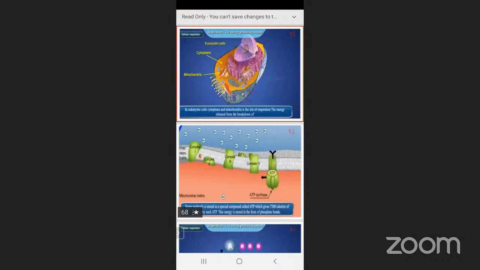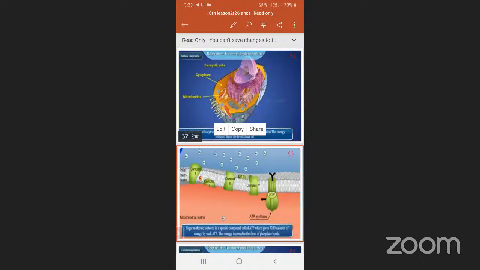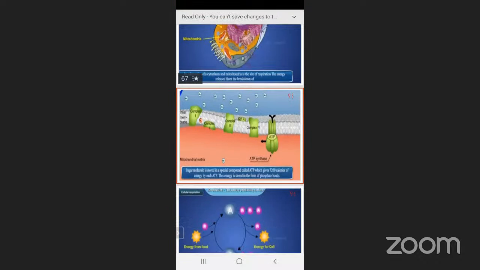The energy released from the breakdown of a sugar molecule is stored in a special compound called ATP, adenosine triphosphate. As I told you here, each ATP gives 7,200 calories of energy.